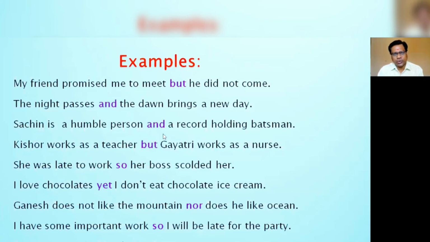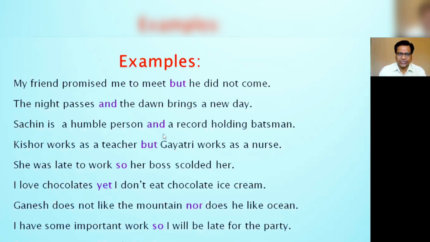So she was late to work is one independent clause. Her boss scolded her is another independent clause, but these two things are correlated. So we have used here a kind of word called coordinating conjunction "so" that gives the reason. She was late to work. That's why her boss scolded her. It means so her boss scolded her, right?